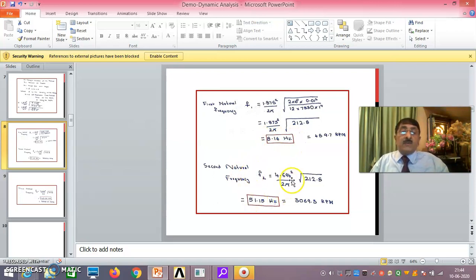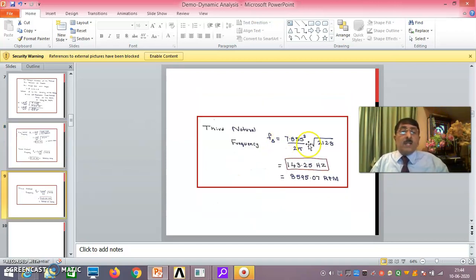Let us say the second natural frequency, the formula is 4.694 squared by 2 pi. This is anyway the same, you get 212.8 only. If you do that, it will be 51.15 hertz. If you multiply by 60, this will be in RPM, 3069.3 RPM. That means this is the second natural frequency, and this is the first natural frequency, 8.16. 51.15 hertz is the second natural frequency. This also you have to prove in Ansys. The same thing you should get.